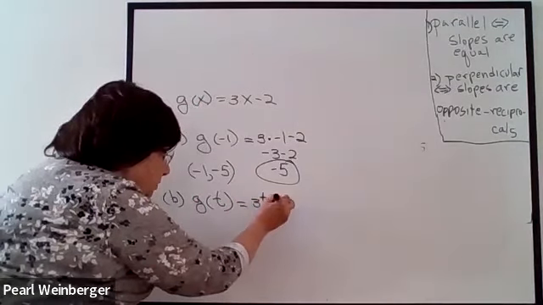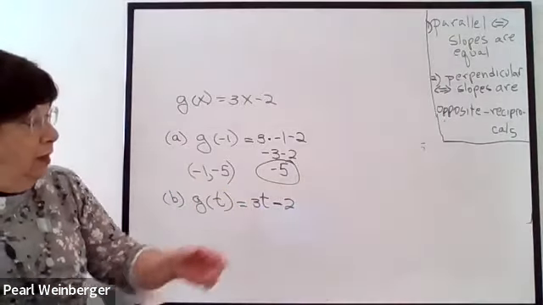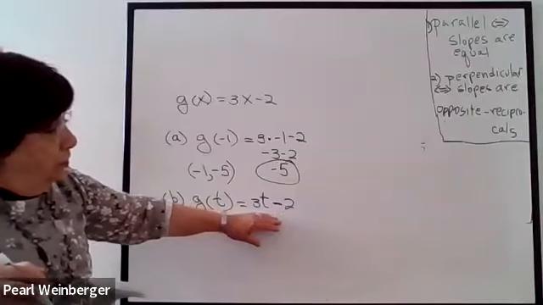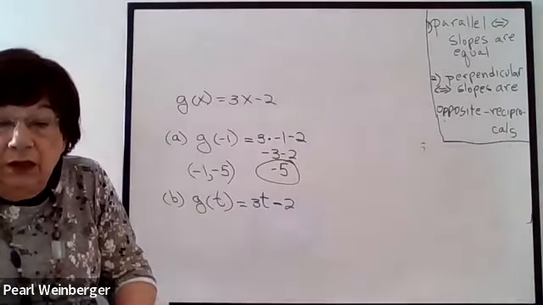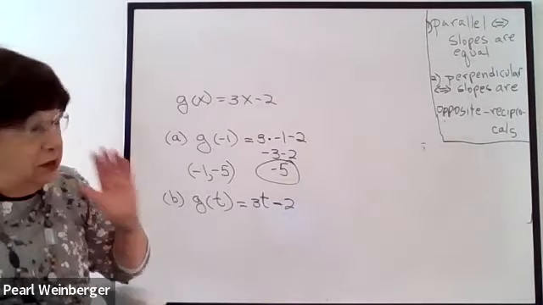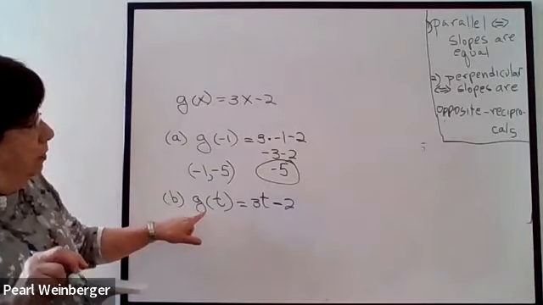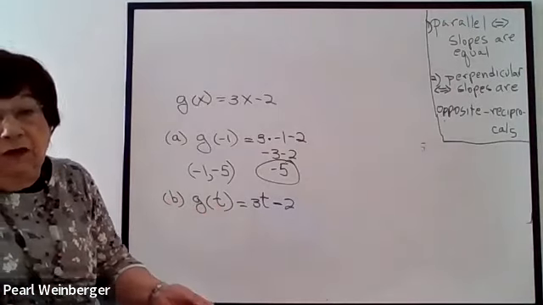In other words, this functional notation is very flexible. Notice I can't go any further with this because they're not like terms. I don't know what t is, and I don't have to know what t is. If they ask me to figure out what g of t is, it means your answer is going to have a t in it.